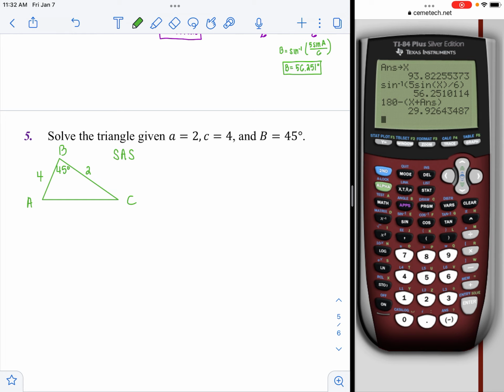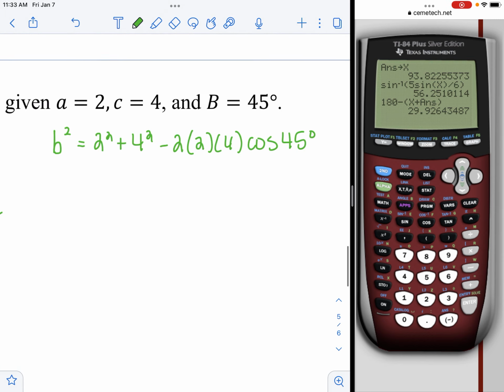When it's side, angle, side with law of cosines, there is a rule. You find the missing side first. So I'm going to find side B first. And then I'm going to find the smallest angle. So side B first. I'm going to start with B squared equals my other two sides squared minus 2 times the two sides multiplied by cosine of angle B, which is 45 degrees.